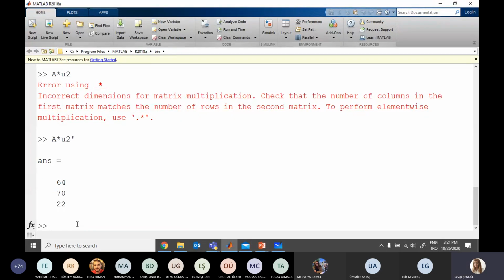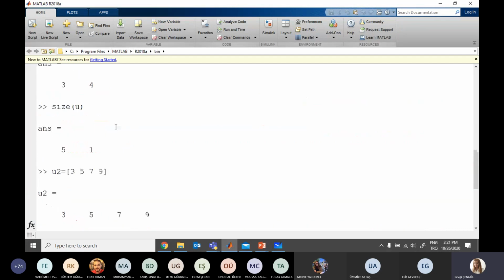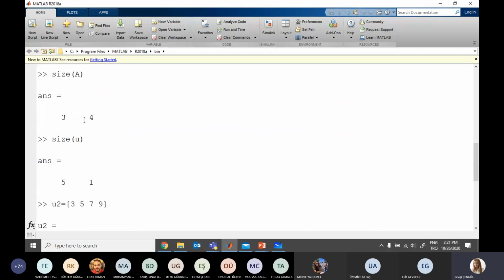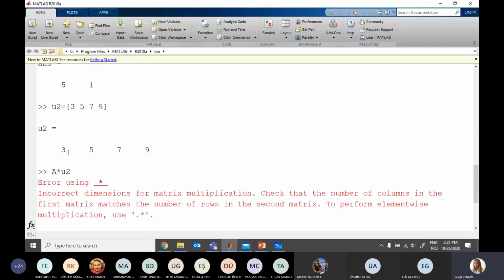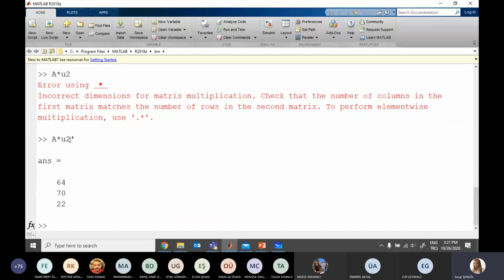We understand that the size is important. Our size of A was 3 by 4 and our size of U2 is 1 by 4. But it should be 4 by 1. That's why I take the transpose of it and the result is 3 by 1 matrix. Remember that.